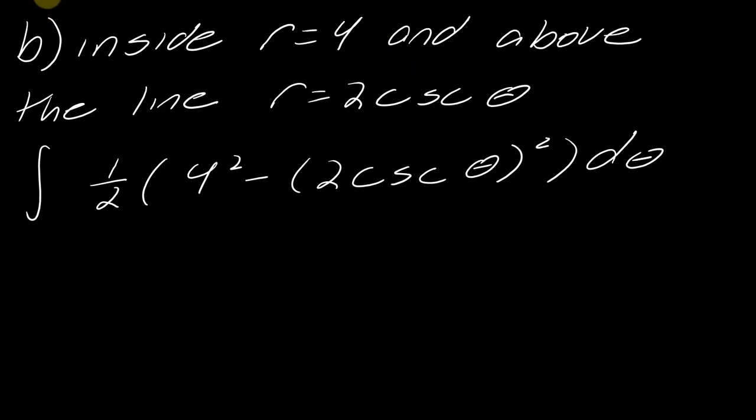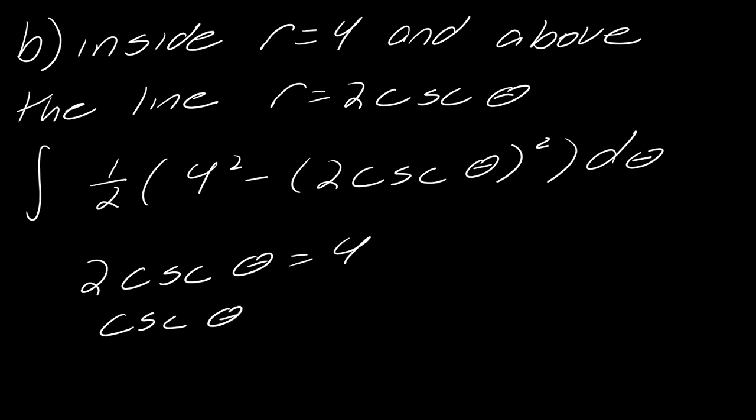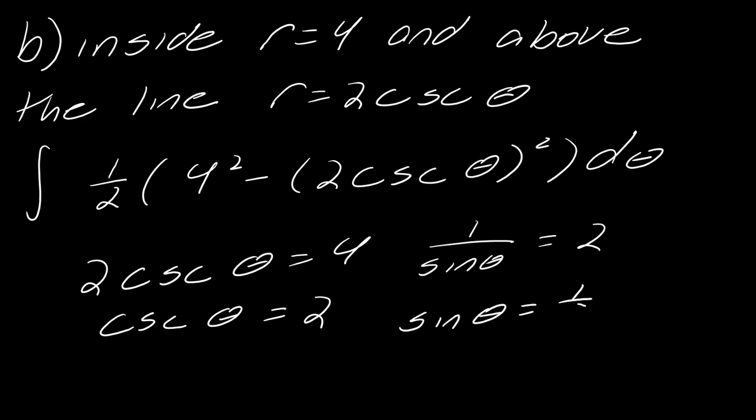That's the part that I have to solve for. What we can do is set the two functions equal to one another. So I have 2 cosecant theta equals 4, which gives me that cosecant theta equals 4 divided by 2, which is 2. Cosecant can be rewritten as 1 over sine of theta, so 1 over sine of theta equals 2. Then I can flip all of this to get where sine of theta equals 1/2.